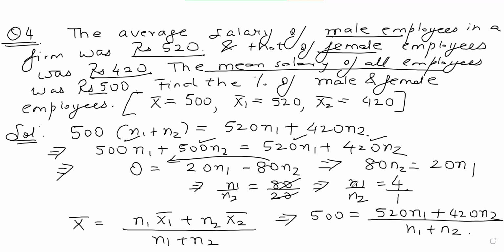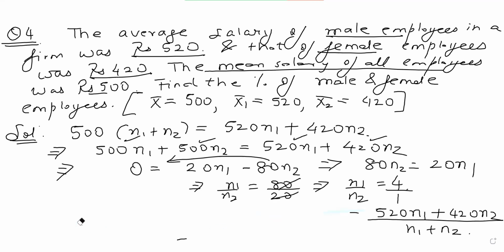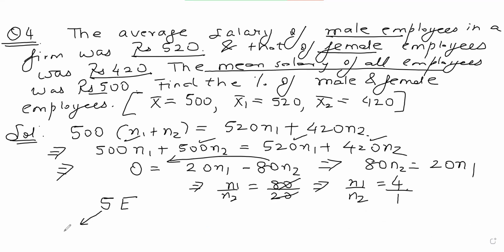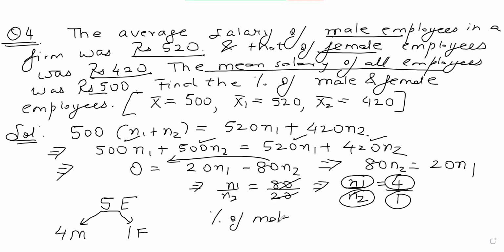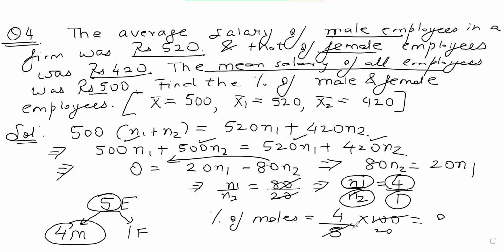So what is the percentage of male employees if I work that out? Basically, out of every 5 employees in total, 4 are males and 1 is a female. N2 denotes the female group, N1 denotes the male group. So what is the percentage of males? How do I find the percentage? Number of males divided by total, which is 5, times 100, which is 80%.